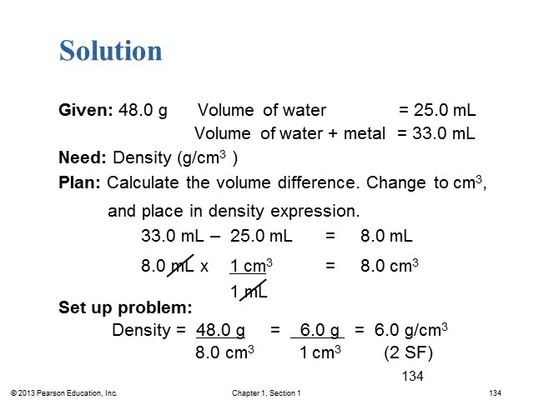So it's given that we have 48.0 grams, and the volume of water originally is 25 milliliters, and then after we put the metal in, it is 33 milliliters. We're looking for the density, in grams per centimeter cubed. Remember that centimeter cubed is the same as milliliter, so we want the 1-to-1 ratio. First we want to figure out the volume of the object. So it's 33.0 minus 25.0, and we get 8.0.